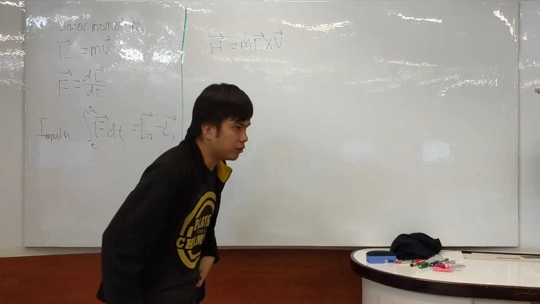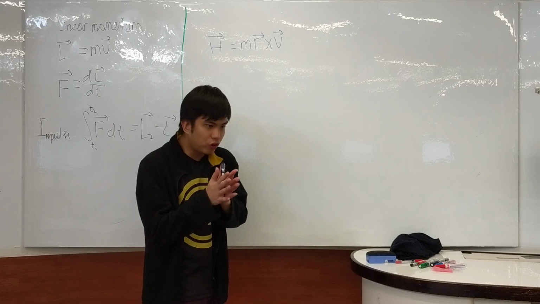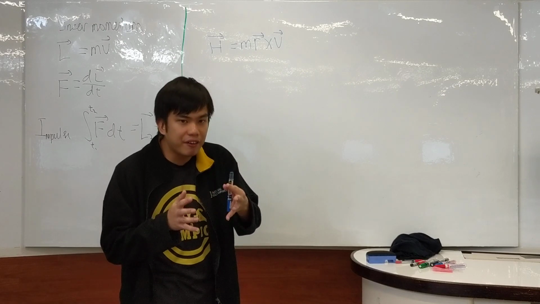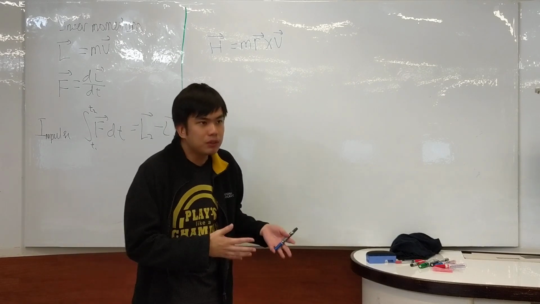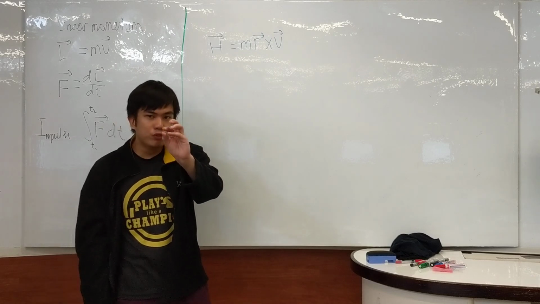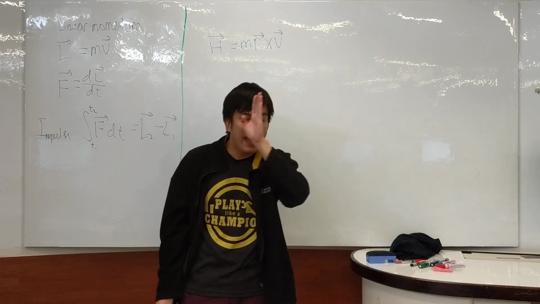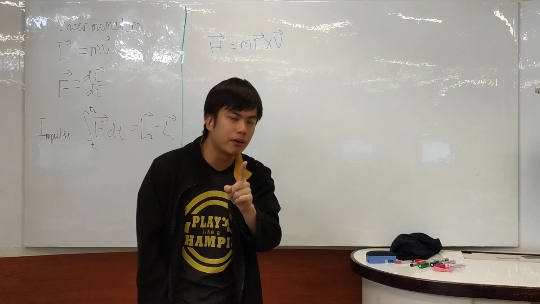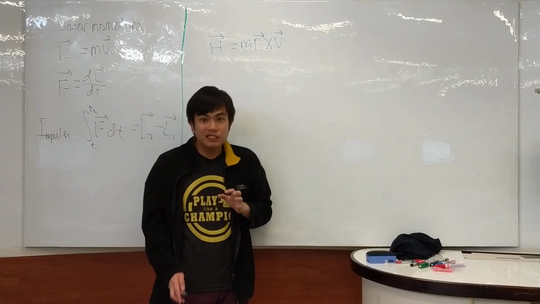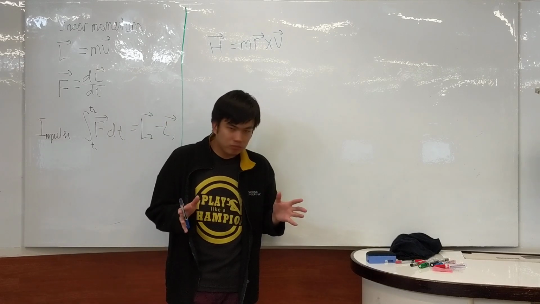So the first question that might arise then is, is it possible for a linear motion object to have an angular momentum? In other words, is it possible for a particle that's moving in a straight line to actually have an angular momentum? Think about it. Well, the answer is yes. So why is it so?